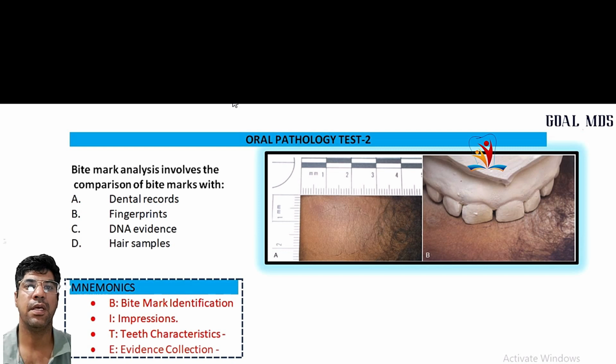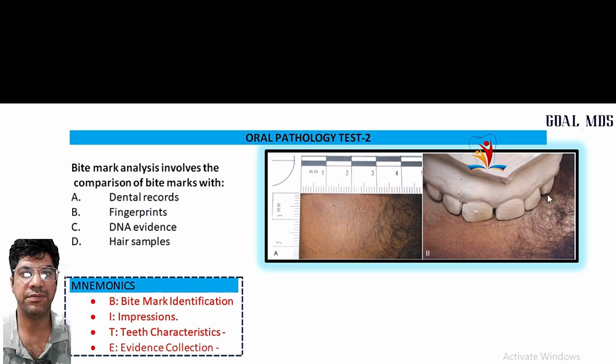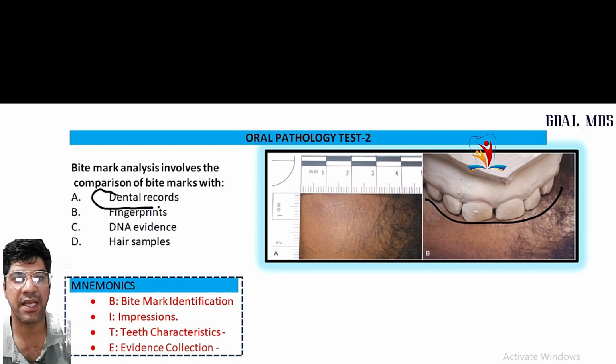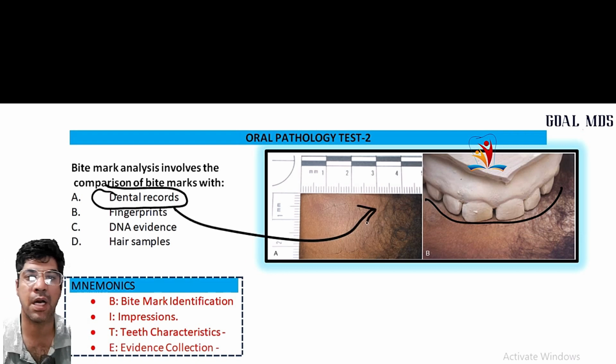Moving with the first question. The bite mark analysis involves a comparison of bite marks with the, you can see this figure, it's the bite mark of the individuals that is represented here on the cast. So the bite mark analysis involves the comparison of the bite marks with number one, the dental records. This is the most relevant and most commonly used method in bite mark analysis. So the most common method is the dental records. So that is the answer.